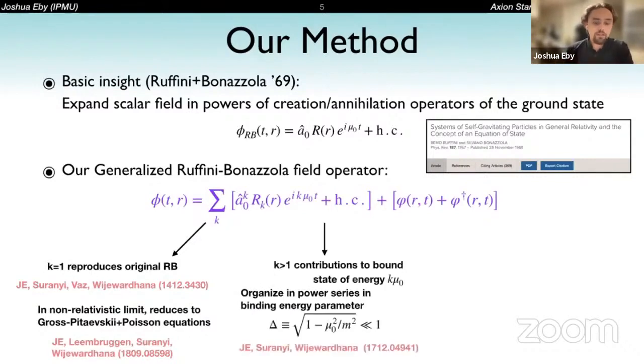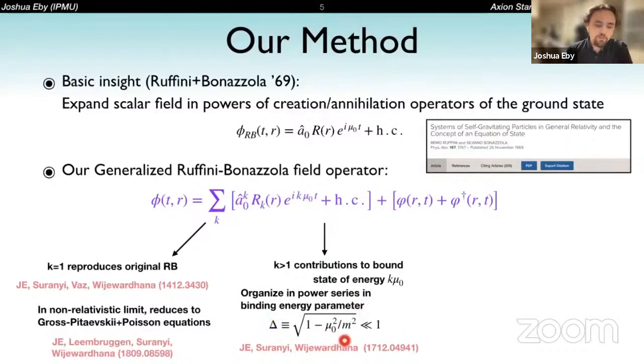But this allows you to go beyond. By taking into account k greater than 1, you can actually calculate the back reaction of higher energy modes of energy k mu naught. These are like higher harmonic or ringing modes inside the axion star energy. And you can not only calculate this back reaction, but it can be easily organized as a power series in a small parameter, which we call delta.